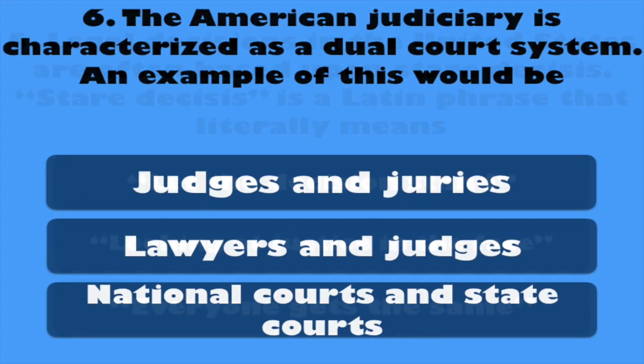Question number 6. The American judiciary is characterized as a dual court system. An example of this would be judges and juries, lawyers and judges, national courts and state courts. Dual court system, national courts and state courts. We call that federalism.